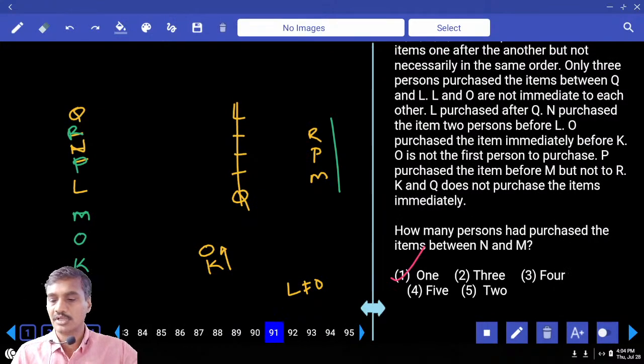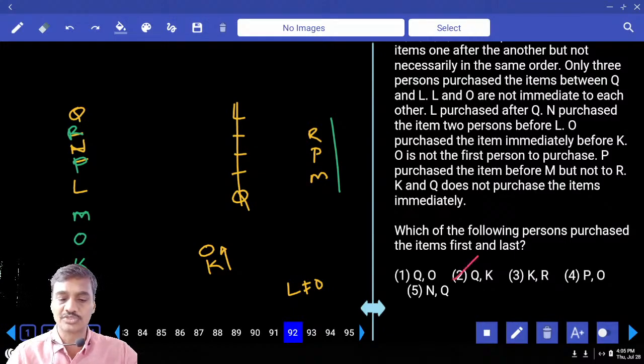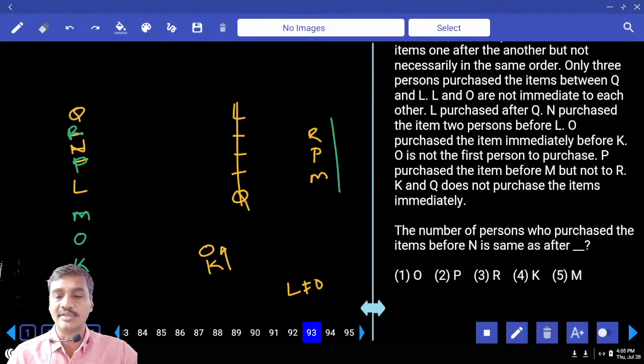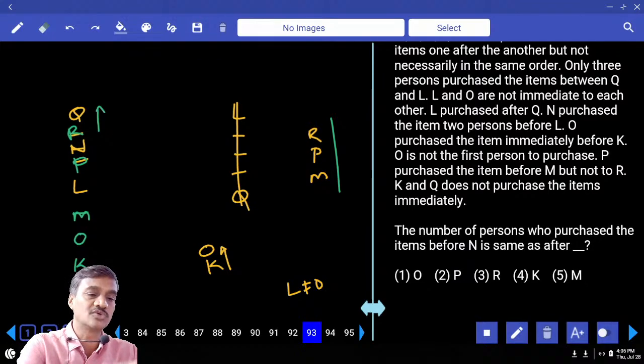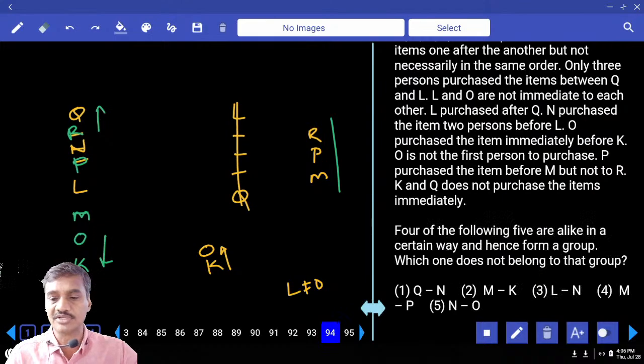And 91, how many persons had purchased the items between N and M? Now in between N and M there are only 2 people, choice 5, 91. And which of the following persons purchased the items first and last? Now first and last, who is that person here? Q and K. That is choice 2, question number 92. And the number of persons who purchased the item before N is same as after whom? Before N there are 2 people, after M there are 2 people. M, that is choice 5, question number 93.